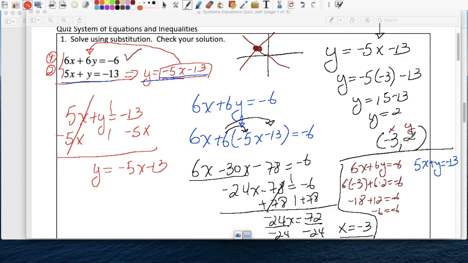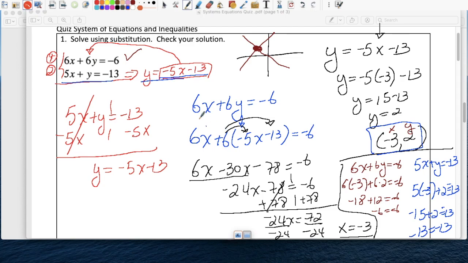Replace x with negative 3 and y equals 2, and hopefully it gets negative 13. So 5 times negative 3 plus 2 equals 13. 5 times negative 3 is negative 15, plus 2 equals negative 13. Forgot the minus here. And you can see that both sides equal each other. So this point here, negative 3, 2, is a solution to both equations. This is all what you have to do, substitution.